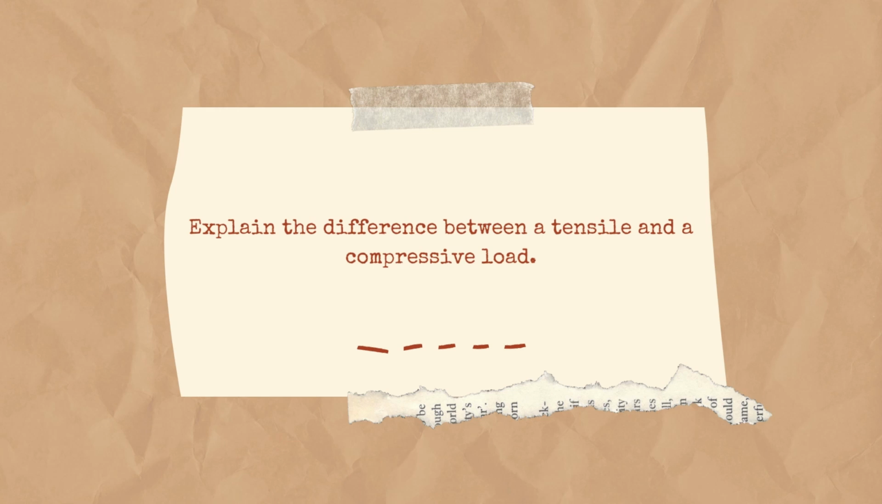Explain the difference between a tensile and a compressive load. It's easier to differentiate between tensile and compressive loads because tensile will elongate the material, whereas compressive load will shorten the material. Tensile failure happens when the tensile load reaches the ultimate tensile stress of the material. The material will become plastic. When the load keeps increasing, the material will be necking and breaking.